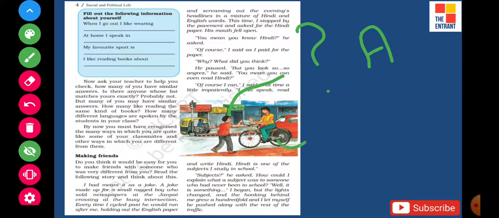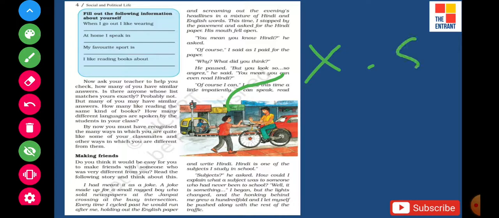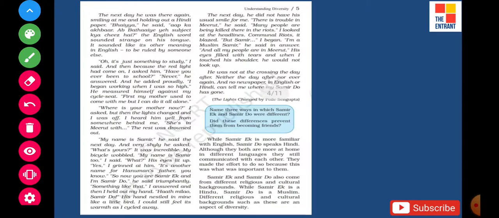The second boy replied that he knew Hindi as it is one of its subjects in schools. The first boy, who never went to school, asked what a subject is. The second boy said it is something to study. The name of both the boys was Samir. Now we'll look at the similarities and differences between both the boys despite their name being the same.